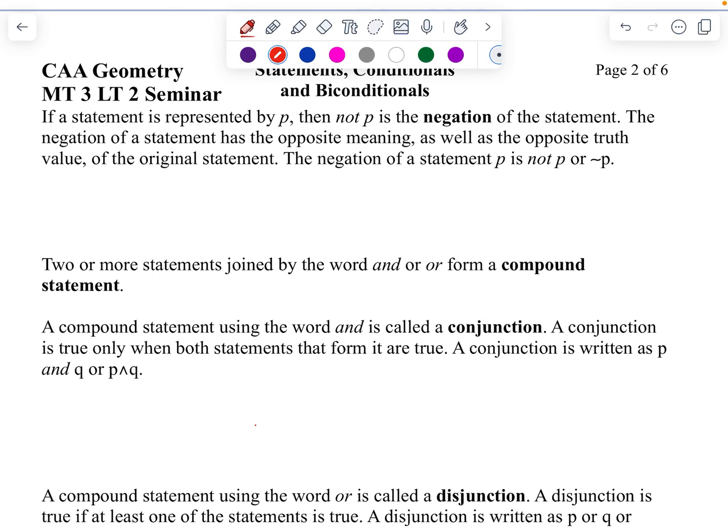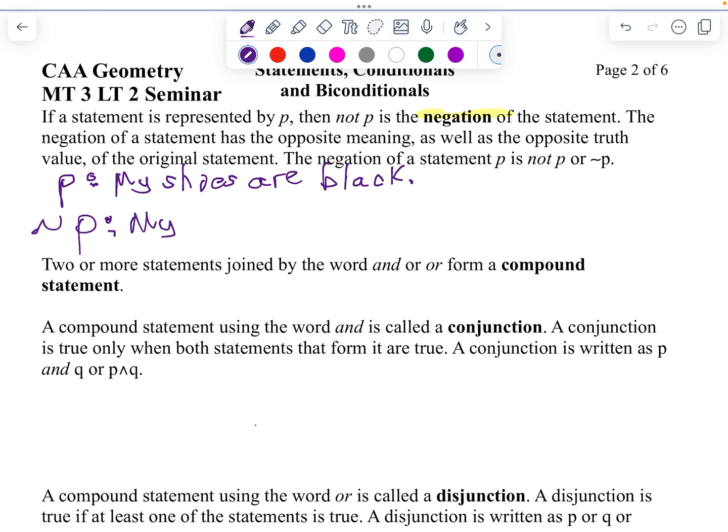In our next section, let's look at a negation. A negation just means the opposite of our statement. Don't read into it. So for example, let's say my statement P is my shoes are black. The negation, which we put a tilde in symbolic form, would be my shoes are not black.